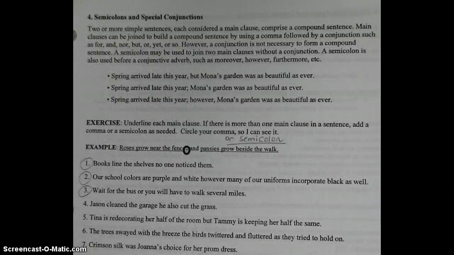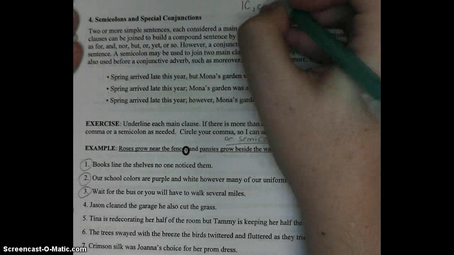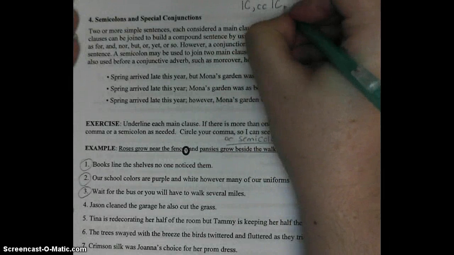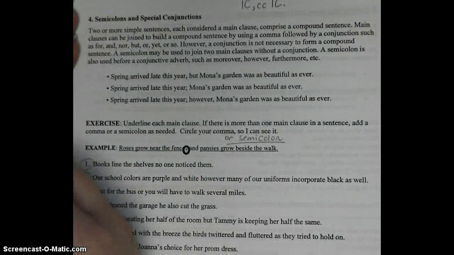Okay guys, this is video 4. We're still going to be talking about compound sentences, but we're going to talk about other ways to put them together instead of the comma coordinating conjunction. Okay, we're going to talk about semicolons and special conjunctions.